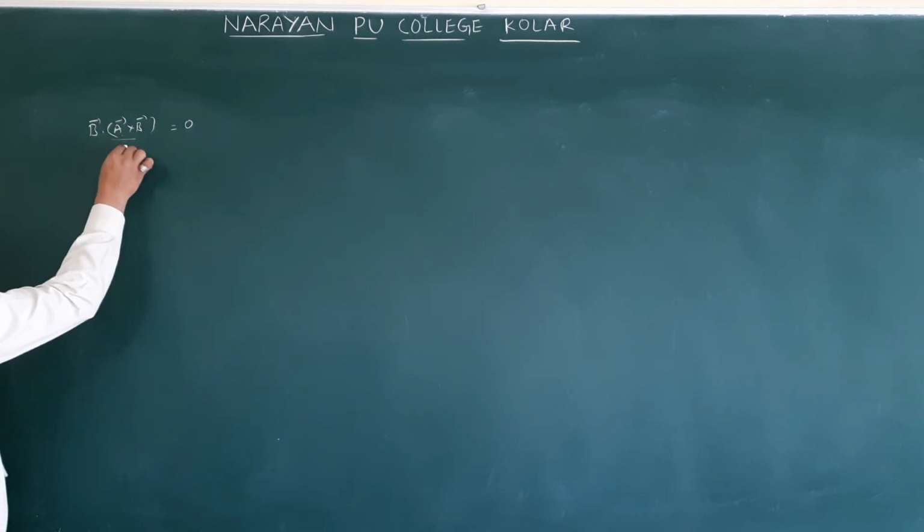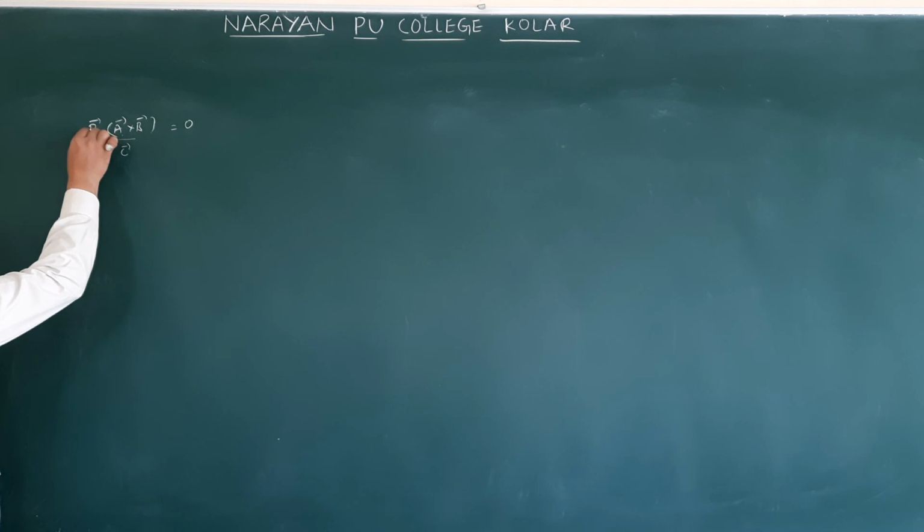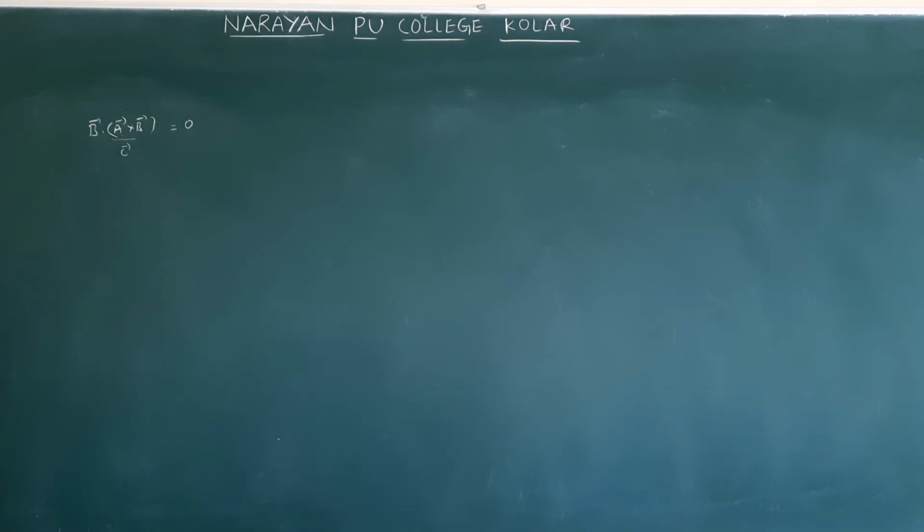Here c bar will be perpendicular to b bar. Therefore, it is going to become 0.